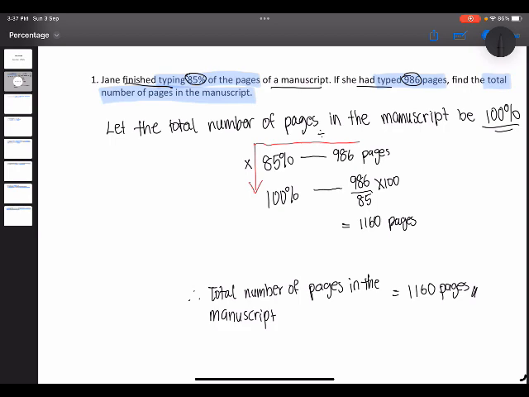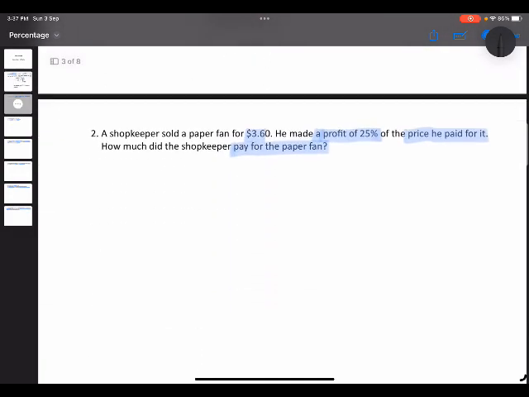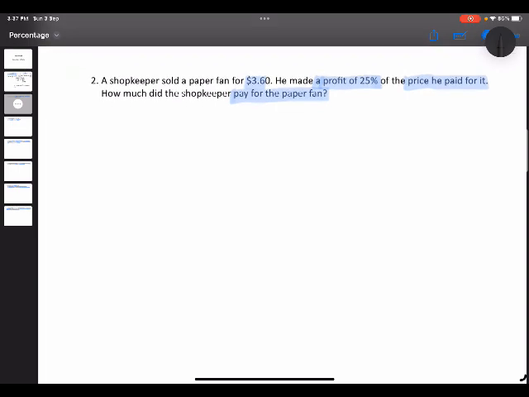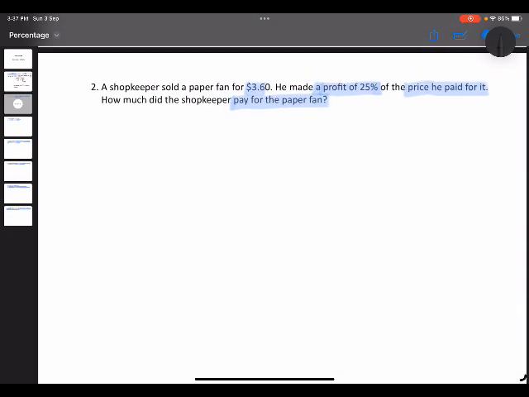I hope you understand how to present your answers and the way of presentation. Now let's proceed to the second question. A shopkeeper sold a paper fan for $3.60. He made a profit of 25% of the price he paid for it. How much did the shopkeeper pay for the paper fan?